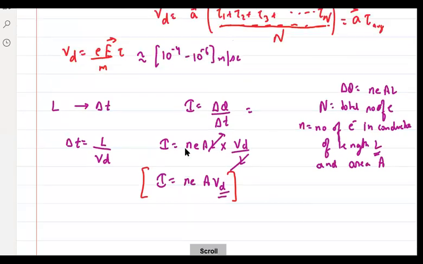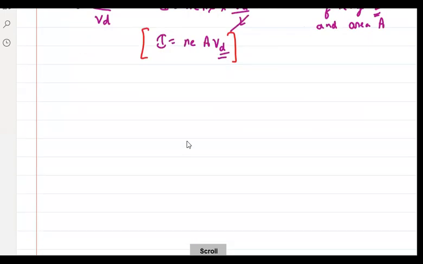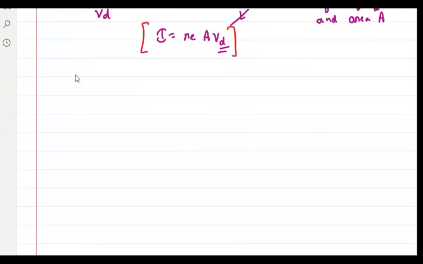Now, I hope all of you have understood this. I'll send this. Don't worry. Okay. Now, the next thing that we should note is a parameter called current density.